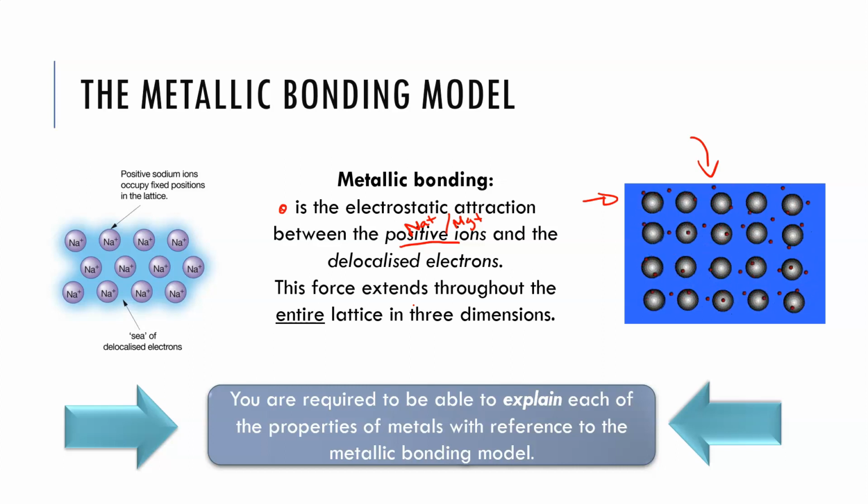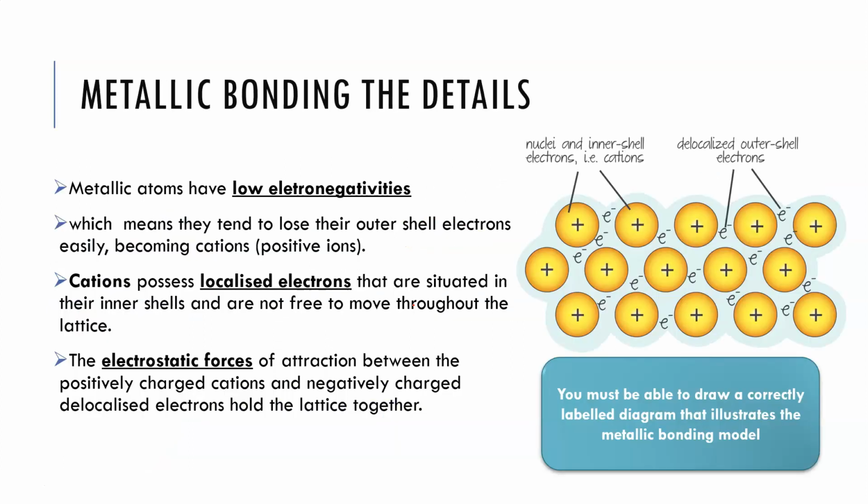You need to be able to explain each of the properties with reference to the metallic bonding model, so what aspect of the model gives rise to those properties, as well as being able to draw an annotated diagram of the model itself. So this is the kind of diagram that you want to be looking at. Okay, because we know metallic atoms have low electronegativities, they will easily form cations. Typically, as an ion, the cations have localized electrons, but they donate the valence electrons to the delocalized sea. All the rest of the electrons are localized around the cation.